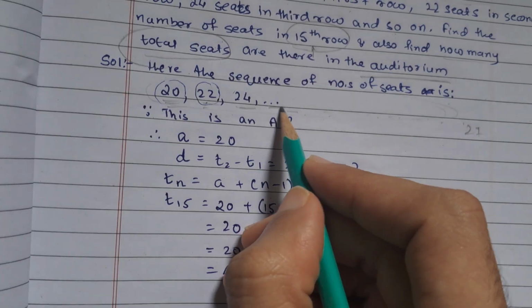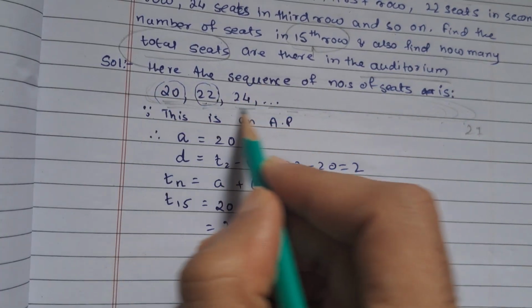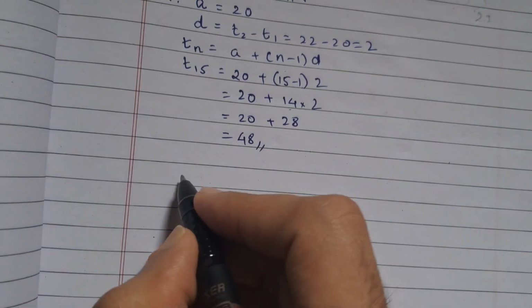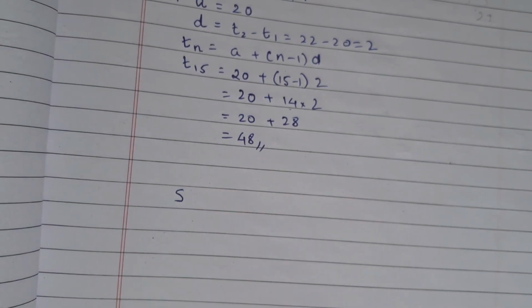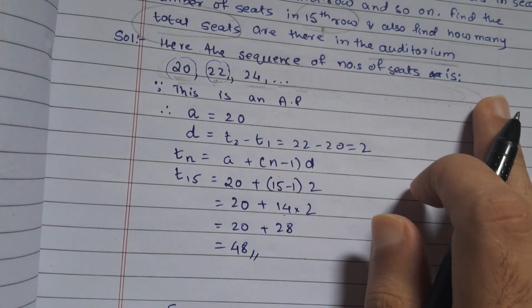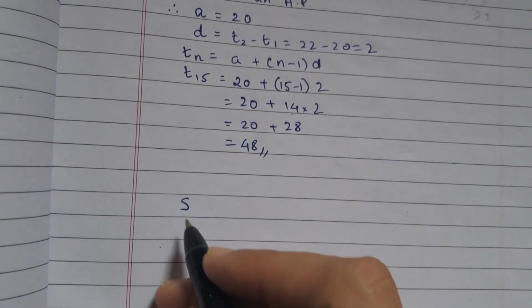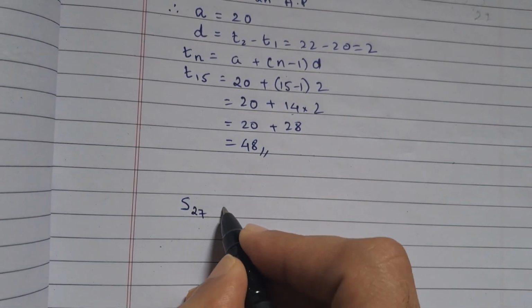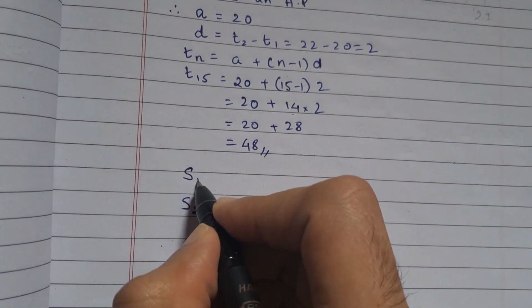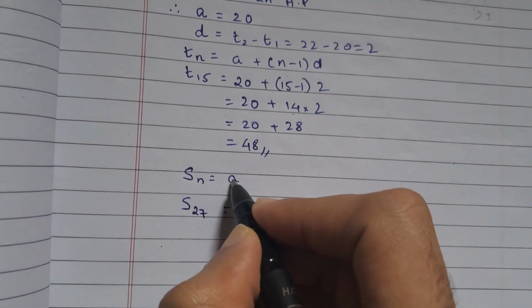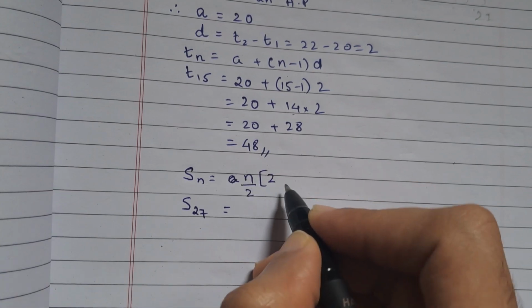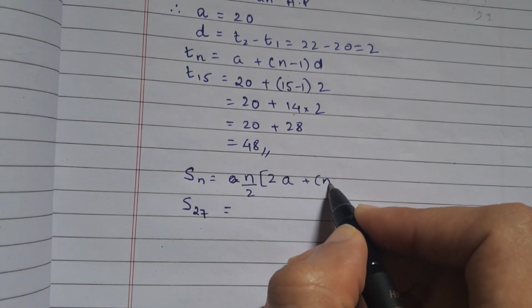So if I want to find a total of all the seats, what should I do? I should do a sum, right? Sum means S. S of what? S of 27 numbers, right? There are 27 numbers in this list. So I need to sum all the 27 numbers to get my answer. So I need to find S27. So let's recall the formula for Sn now. Sn's formula is n upon 2, starting with n upon 2, then 2a plus n minus 1 into d.